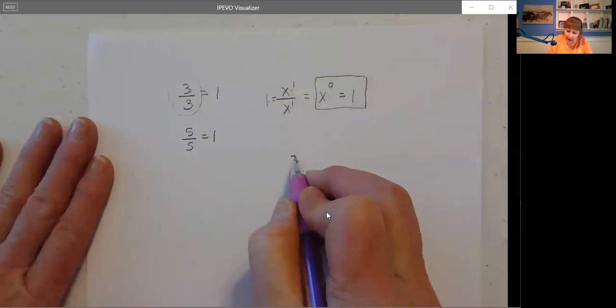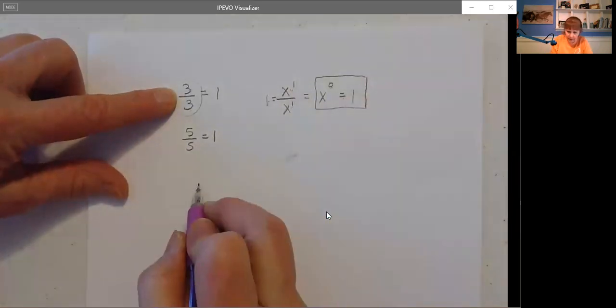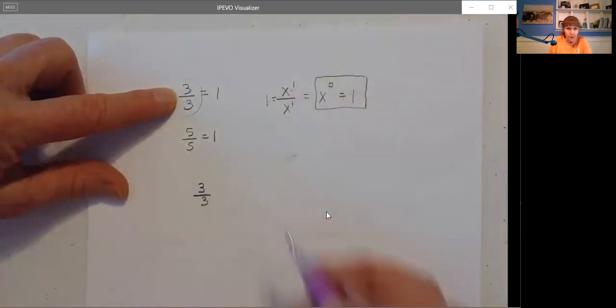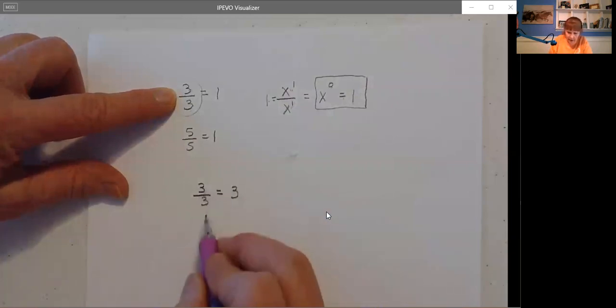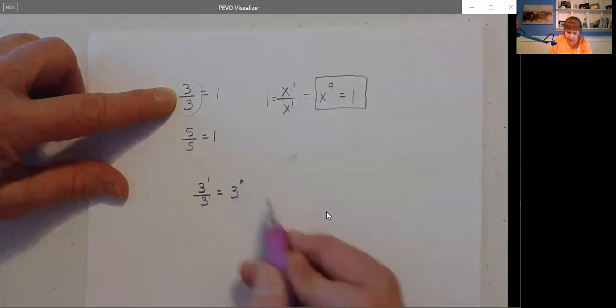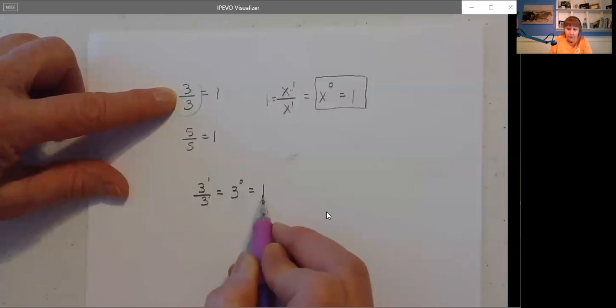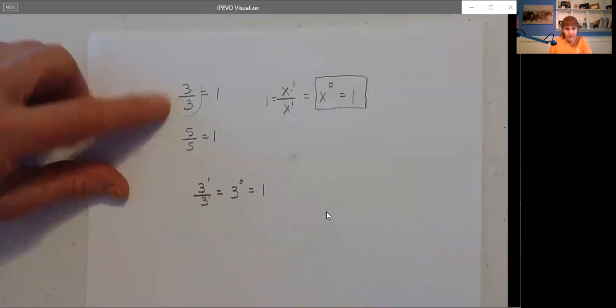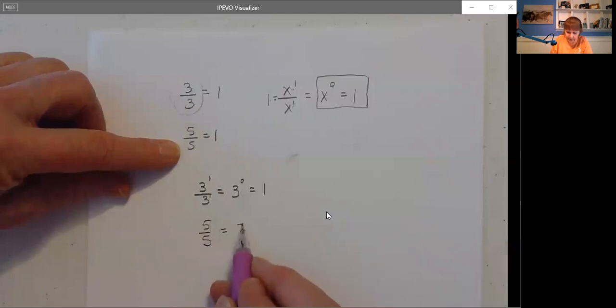In other words, if I had 3 over 3, which we know is equal to 1. But if we were to subtract the exponents, we keep that common base. 1 minus 1 is 0. You subtract exponents in division. So 3 to the 0 must be 1. Here, 5 over 5. If you're dealing with the exponents, you keep the bases. 1 minus 1 is 0, because you subtract exponents in division.